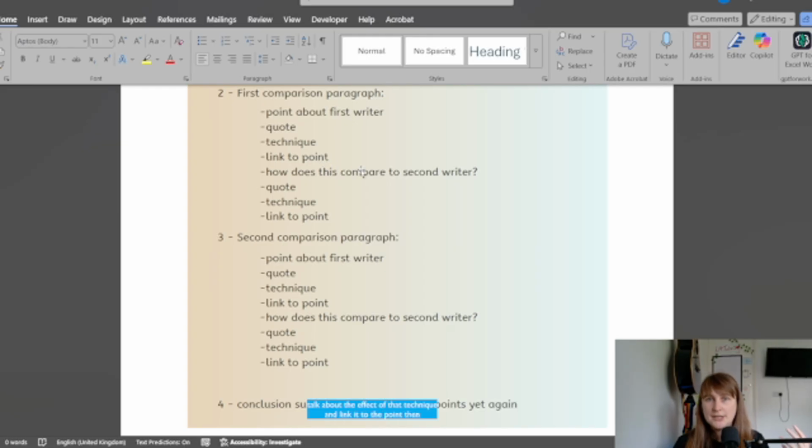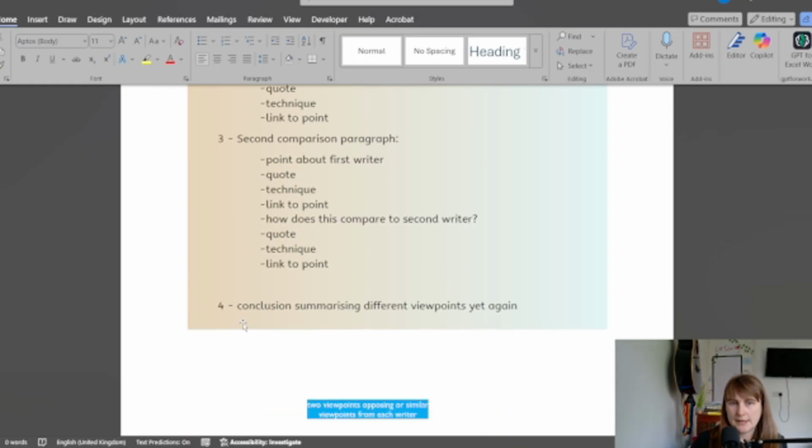Then, how does this compare to the second writer? So you specifically have a sentence halfway through this paragraph where you say, this viewpoint is different to the second writer because, and in that you're then making a point about the second writer. You then quote for the second writer, talk about a technique, the effect, and link back to the point you've made. Okay, and you repeat that. So you basically have 2 comparisons to make, which means you need 2 viewpoints, opposing or similar viewpoints from each writer. Okay. And then it's really important for question 4 to end it with a conclusion. This can literally be similar to the introduction, almost copy-paste, but you're just summarising your ideas again, just to close off the essay so it doesn't feel open-ended.